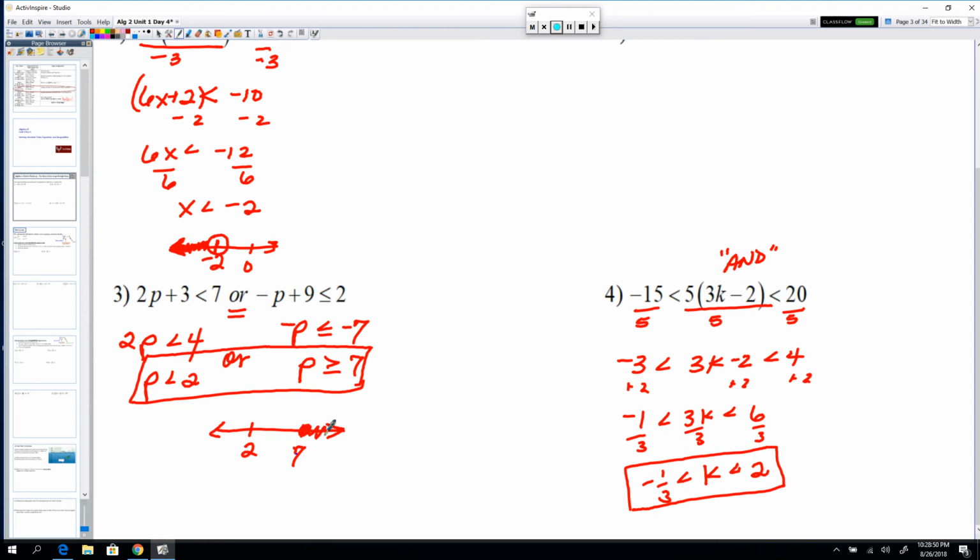Solid circle, go in this direction, open circle, going this direction. Whenever you have an OR, they shoot off into two different directions. If you have an AND, it makes a sandwich.